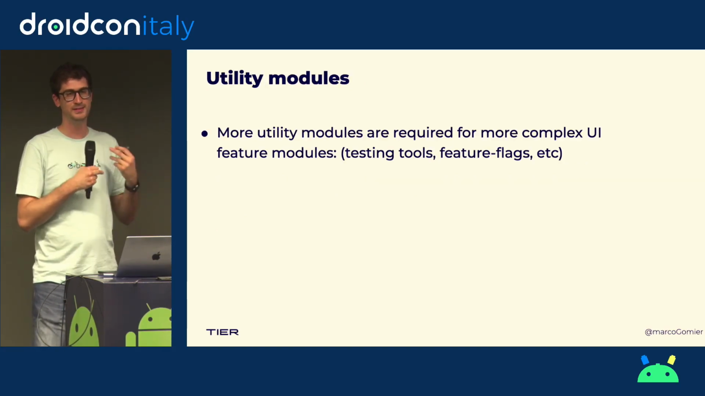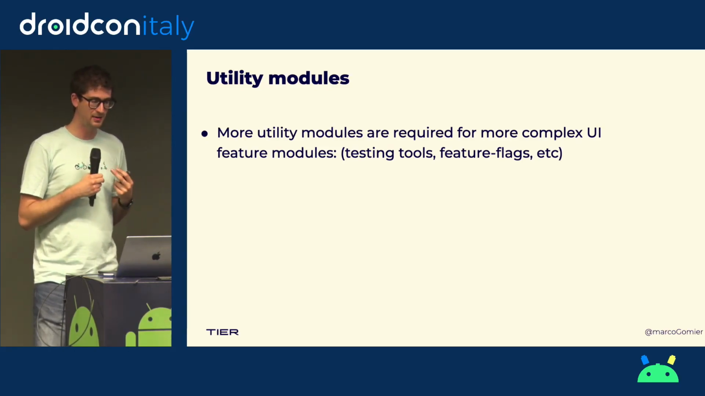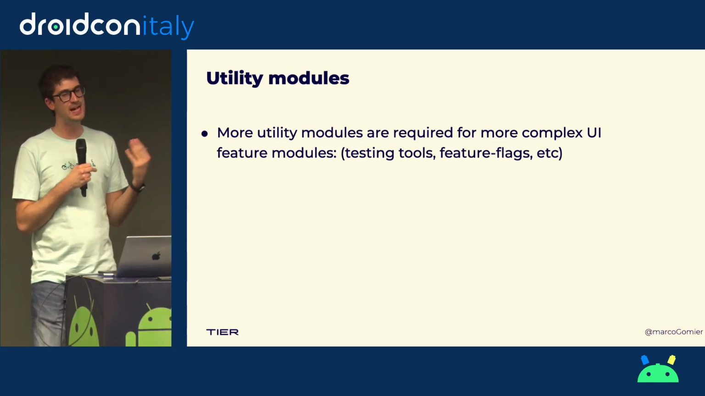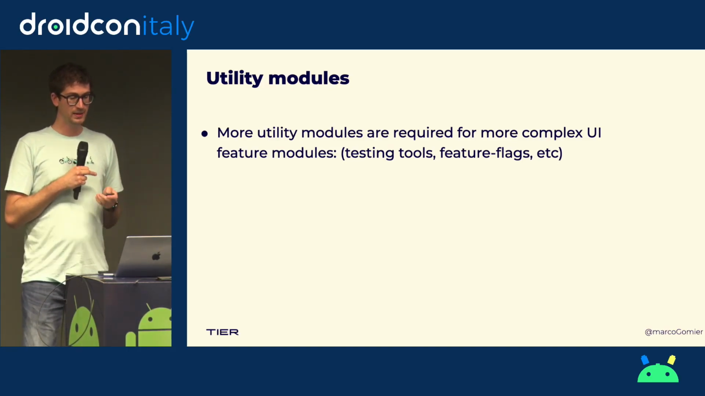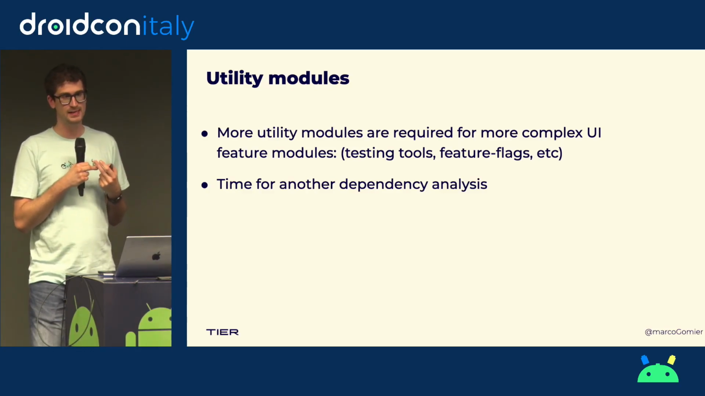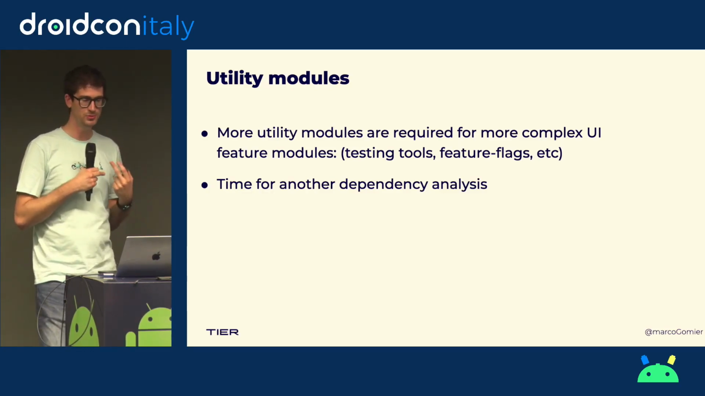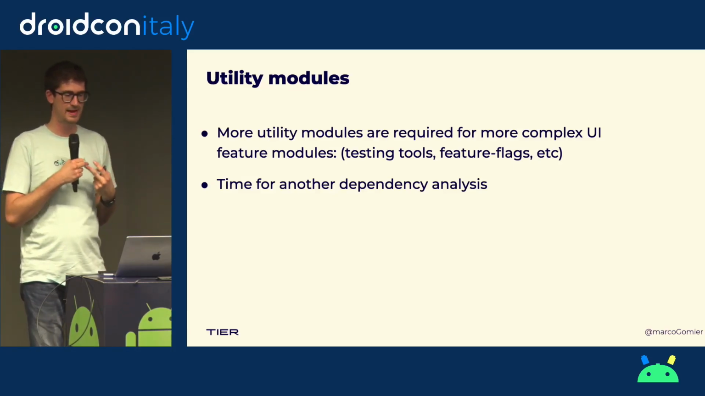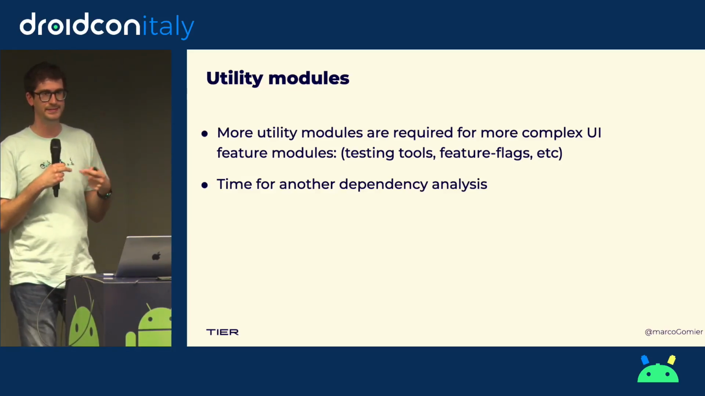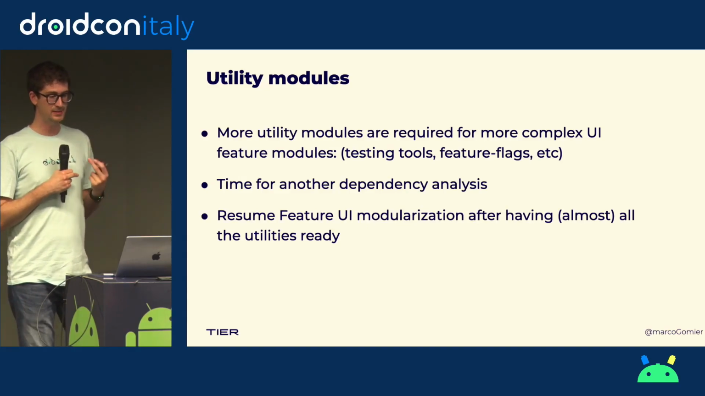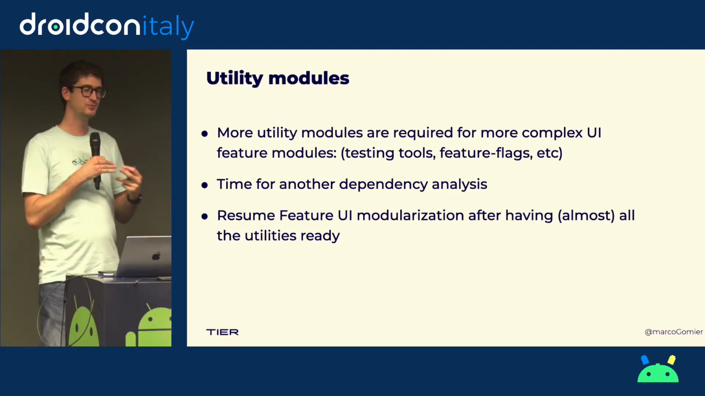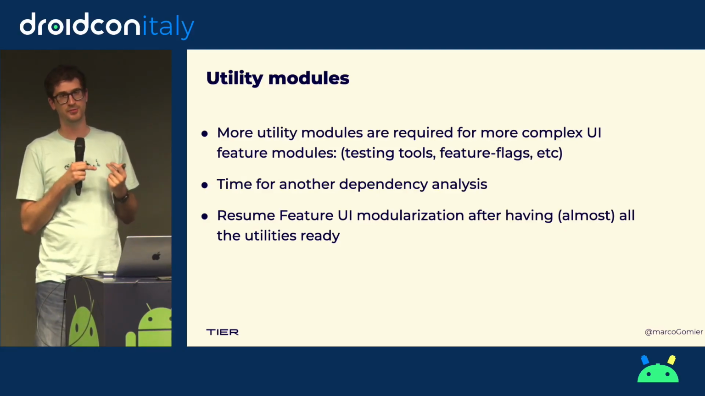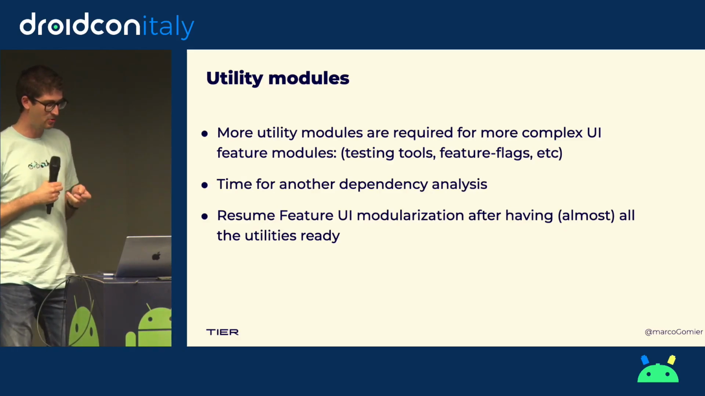needed more utilities modules for more complex UI features. And of course, we don't want to move that stuff into the shell and have it become the new monolith. So we stopped again for some other dependency analysis, and we just created new modules, for example for feature flagging, for testing tools, for analytics and stuff like that. And after doing that, we successfully resumed UI modularization with almost all the utilities ready for it. And we kept going on that.